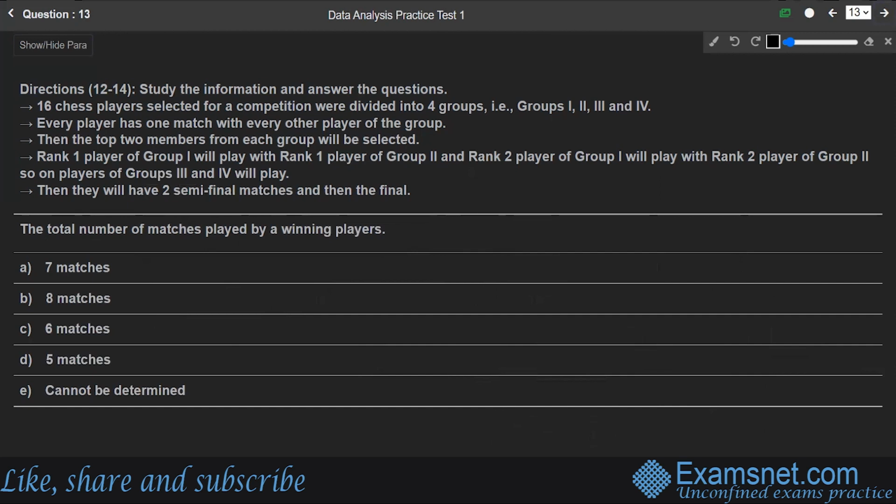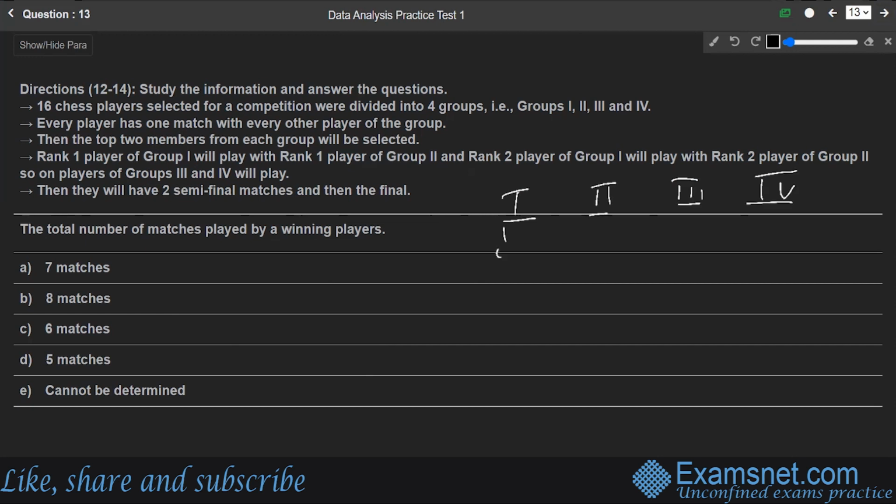Next. Okay, now he says, the total number of matches played by a winning player. So let us see that data once again. Okay, so what has happened? Total number of matches played by a winning player. So obviously, first group, second group, third group, and fourth group. These were the groups available.